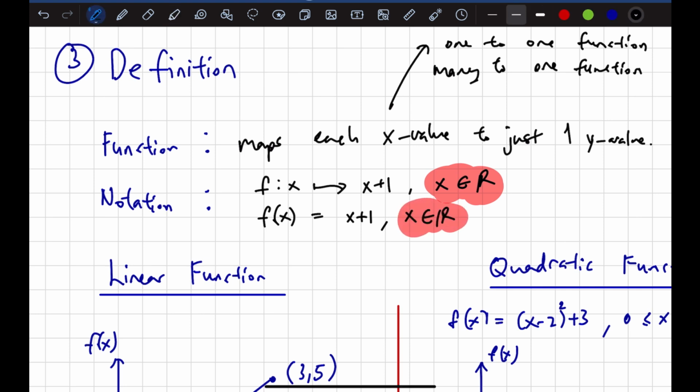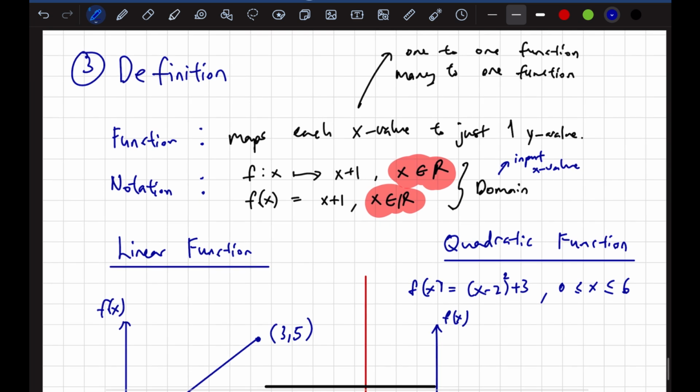This part at the back is basically what we call the domain. Domain is basically what are the inputs of x values. What are the inputs for x values? That means what x value do you want to put into the function to get you the corresponding y value. Okay, so that's the domain.